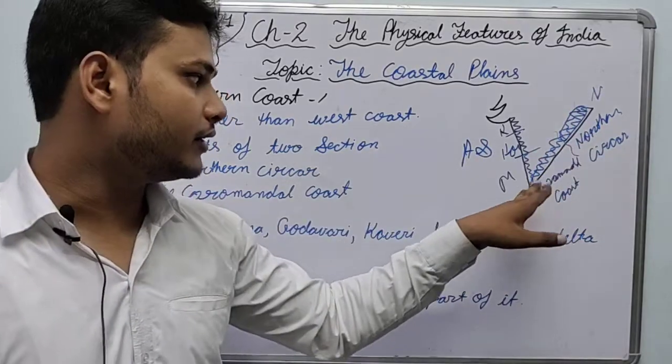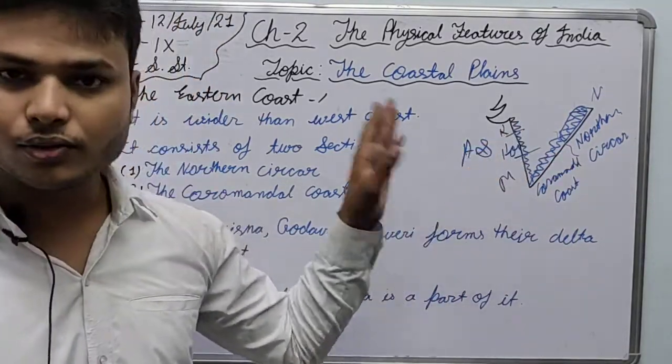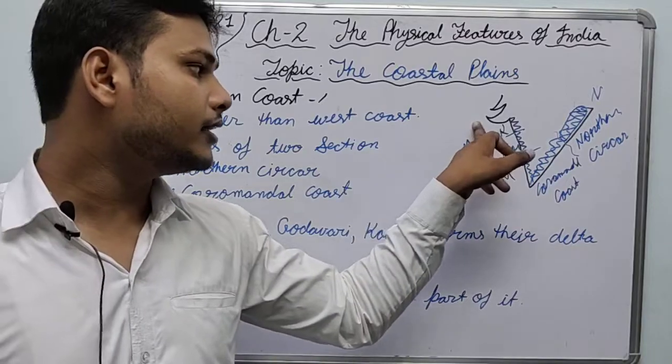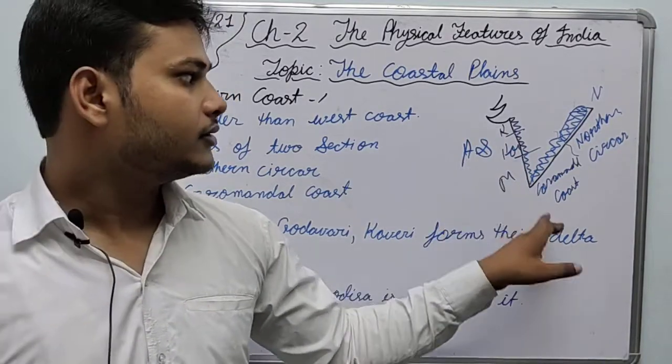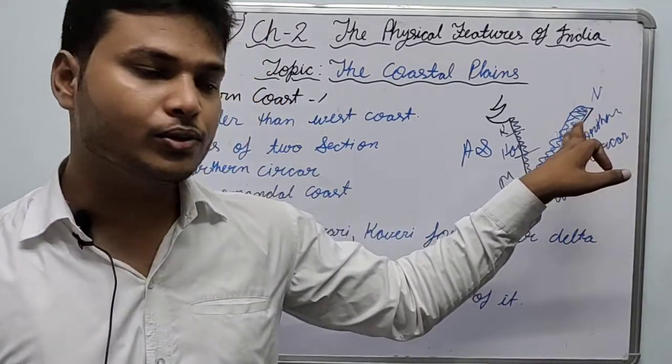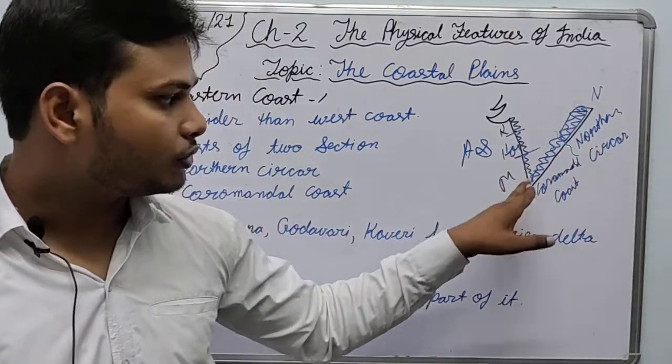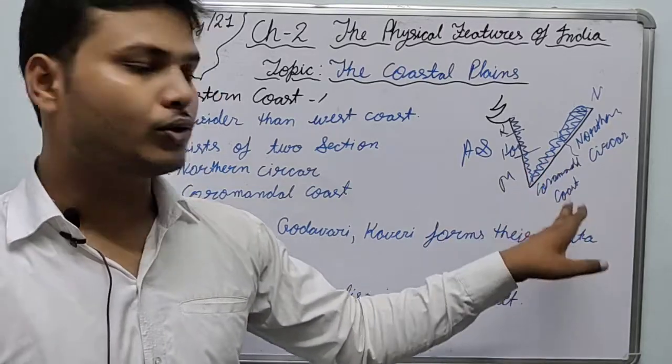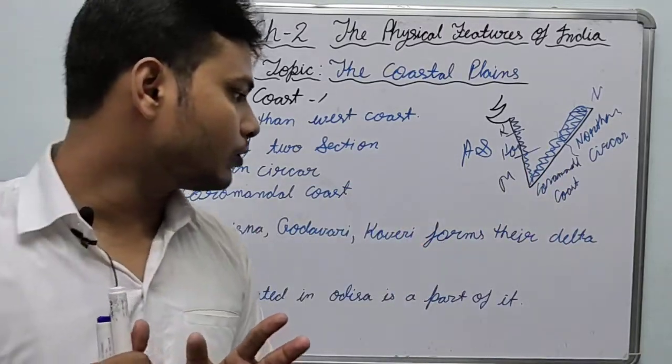in the eastern margin of India there is the eastern coast. The western coast is divided into three parts: Kannada, Konkan and Malabar. Same as this, the eastern coast is also divided into two parts. The northern part of the eastern coast is known as Northern Sarkar, and the southern part of the eastern coast is known as the Coromandel coast.